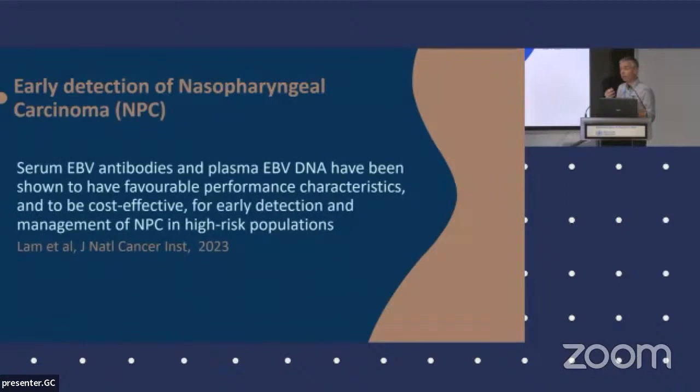In terms of prevention, in terms of nasopharyngeal carcinoma in high-risk areas, detection of EBV antibodies and EBV DNA in the blood has been shown to have favorable performance characteristics and to be cost effective for early detection and management of NPC. And this recent paper has some recommendations of a consensus group on this topic.